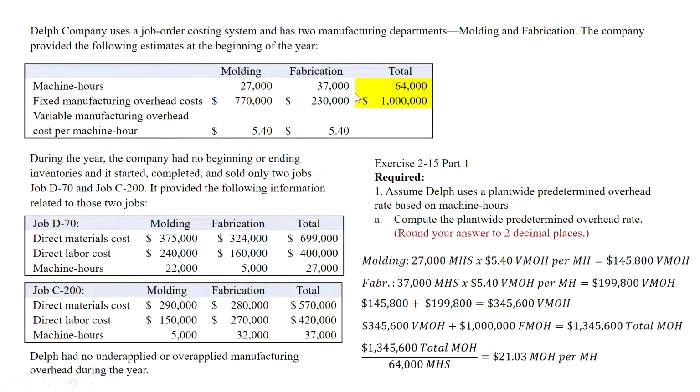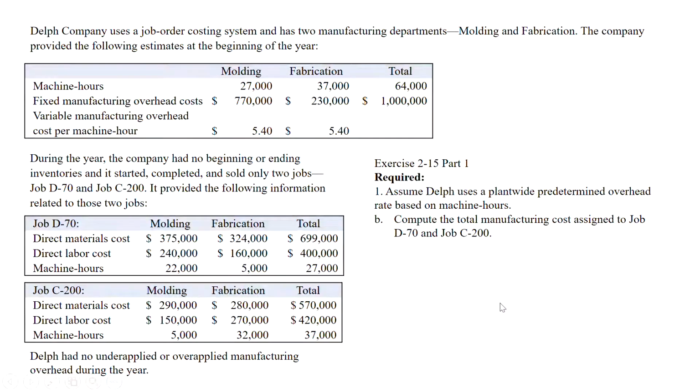we don't need to isolate separately because this is plant-wide. So divide that by the estimated hours for both departments of 64,000, and ultimately we come up with a plant-wide, overall company-wide overhead rate estimated of $21.03, and that's what we're going to use to apply overhead to our jobs. So far so good. We've knocked out at least part A.